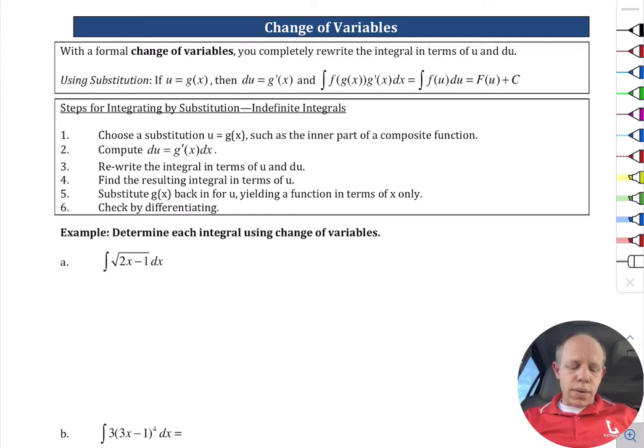And so here are some directions on how to do this. Choose a substitution, u equals g at x. So this could be the inner part of the composite function. We want to compute du, and that's going to be g prime at x times dx. Then we want to rewrite the integral in terms of u and du only. After that, you find the resulting integral in terms of u. Substitute g at x back in for u at the very end, and then you can always check your work by differentiating. So let me show you what we mean by that.